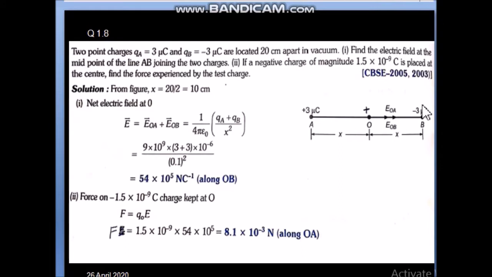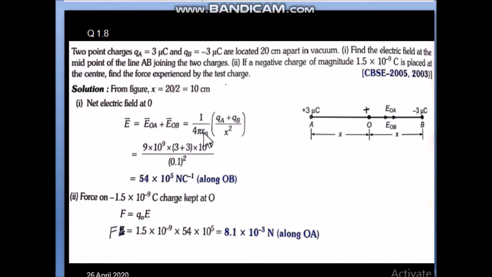Now consider minus 3 microcoulomb. Due to this minus 3 microcoulomb, where this plus will go, it will get attracted. So EOB direction or E2 direction is also in the same direction. So both are towards right side. So EOB and EOA both are in the same direction. So whenever two vectors are in the same direction, their resultant how to get? By simply adding them. That's why our net electric field E is EOA plus EOB.